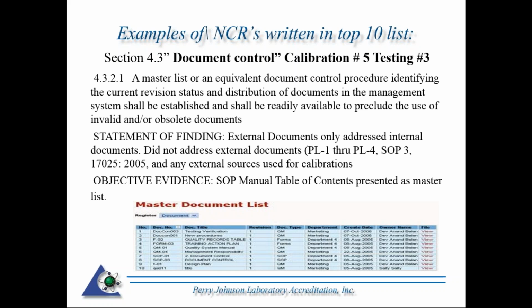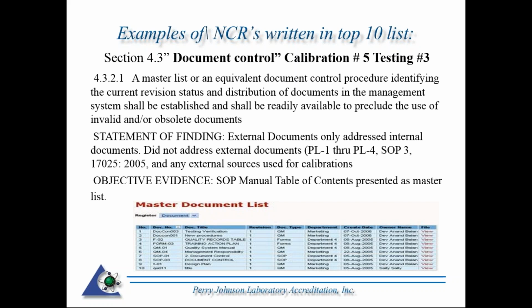What we often find in writing nonconformances for document control would be the control of external documents. And this is typically captured in 4.3.2.1: A master list or an equivalent document control procedure identifying the current revision status and distribution of documents in the management system shall be established and shall be readily available to preclude the use of invalid or obsolete documents. Pretty easy for your internal documents. Let's take your quality manual. You might be on revision 2. You revise your quality manual, and you'll now go up to revision 4. You would archive your old one, and you would update your master documents list, if that's how you're capturing this, to specify revision 4.